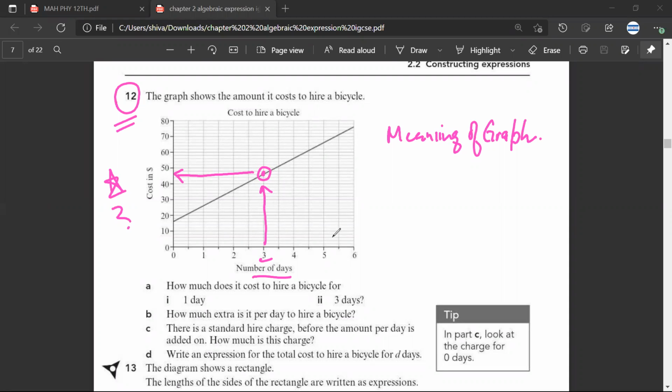Yes, sir. What Mr. Satya is saying is that this graph makes things easier. For example, say the number of days is equal to 6. If you want to find the cost to hire a bicycle for 6 days, you will go here, then you will go here, and this will give you the cost in dollars.